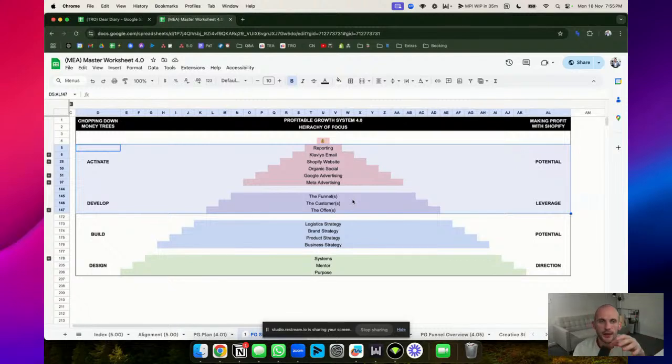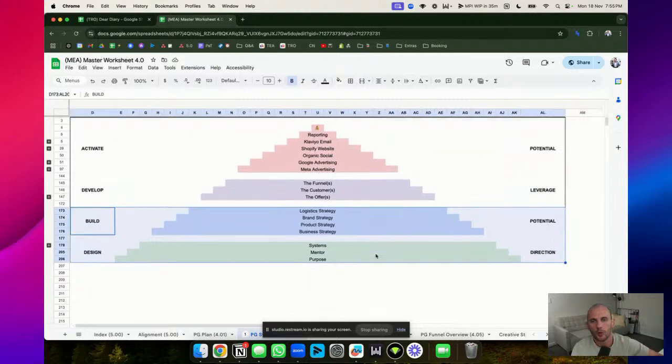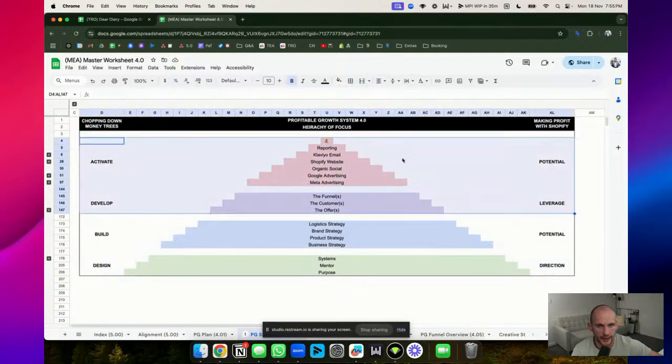We start there because it takes a long time to shift elements down here at the direction and potential level. So what we want to do first is extract the potential that already exists in the business. And when you deploy best practice, you find out really quickly whether your business, your opportunity vehicle, can actually scale to the point you want it to scale to.